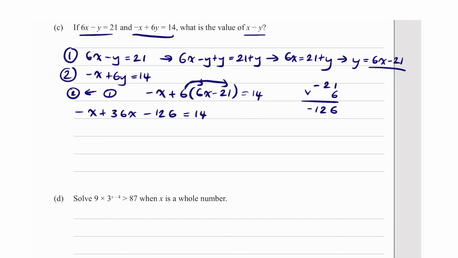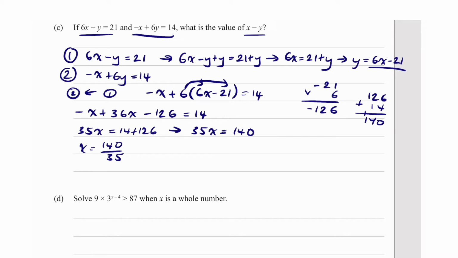Now we want to solve for x, right? So we've got our equation in terms of x. By simplifying down, we get 35x is equal to 14 plus 126. 35x is equal to 126 plus 14, so we get 140. Now, x is equal to 140 divided by 35, and that's equal to 4. So we know our value of x is 4.